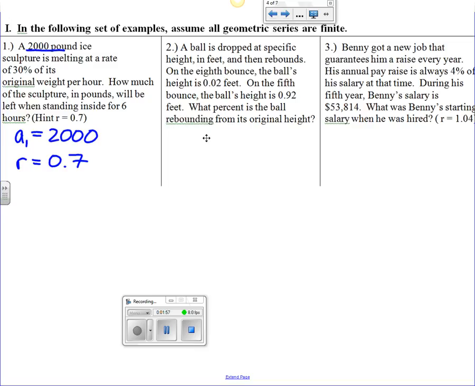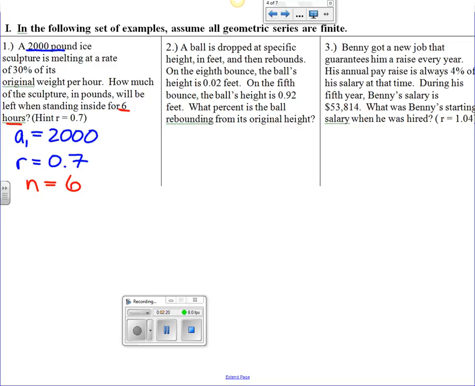So how much is left? 70% is left. So that's where the 0.7 came from, 70%. Okay, but I gave it to you right here. And then it's going for 6 hours. So that's like we're doing it 6 times. So that is our N. Okay.